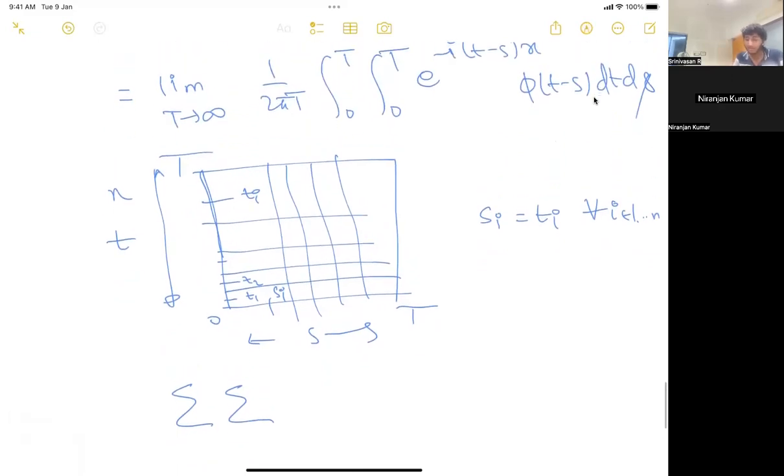We'll calculate the Riemann sum by taking the value of the function at t_i in this particular partition, at the i-th and j-th place.